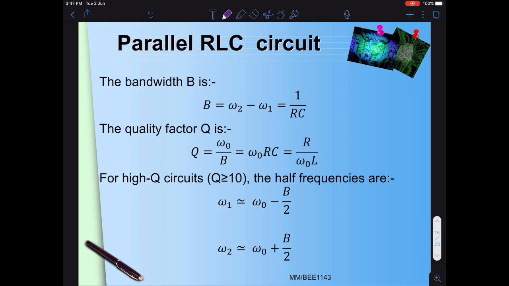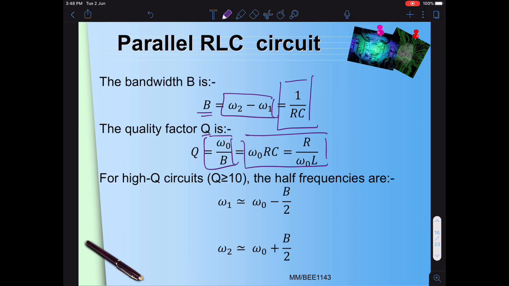Now we are going to see the formula for the bandwidth and also the Q. How we come out with this formula, I explained in the series RLC circuit. Please see this formula, and then this formula. Is it similar or different from the series RLC circuit? Alright, so what happens when Q is greater than or equal to 10? We can summarize the very long half power frequency formula with just this formula.